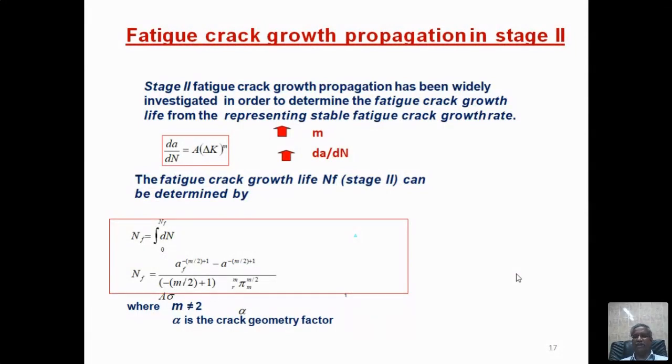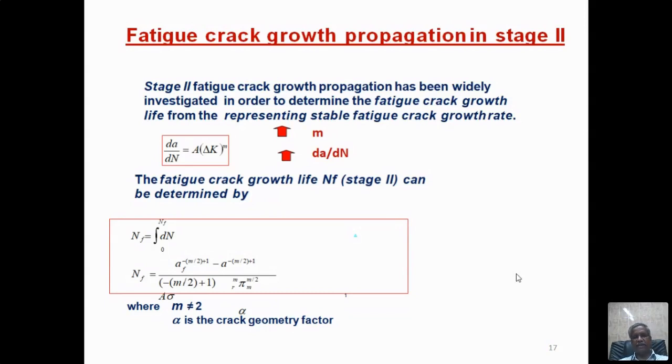Some books use capital C instead of A to avoid confusion with the crack length. So that A, or capital C, whatever it may be, is the intercept of the curve, and m is the slope of the curve. If you know the slope m and the intercept, and you know the stress intensity factor, you can calculate it.